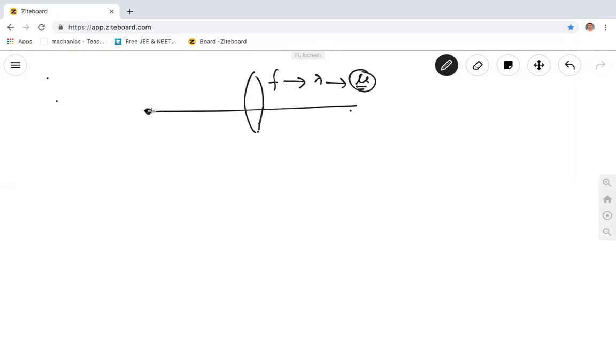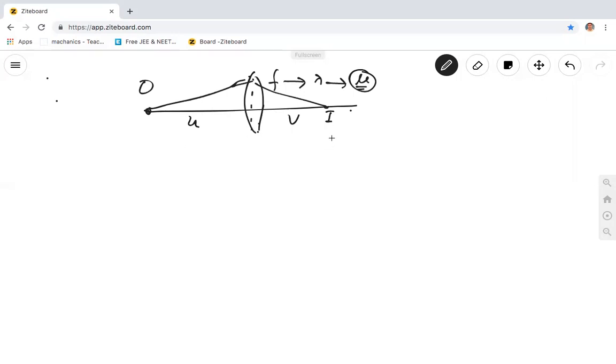Object is placed here, maybe here, and image is formed here. This is object, this is image, right? This is the u position, this is the v position, that generally we write object position u and image position v.